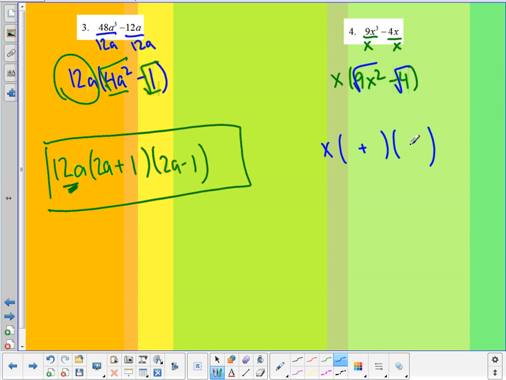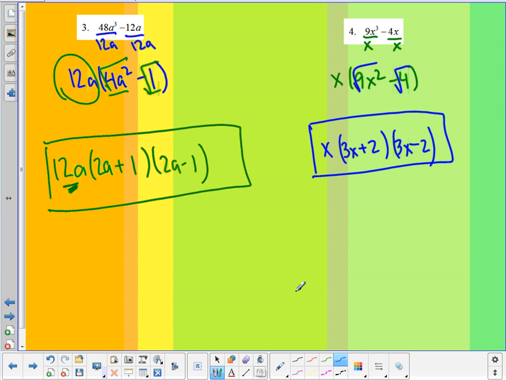This one's adding, this one's subtracting, and it doesn't matter what order. You could put the subtracting first and the adding second. It'll give you the same thing. So 3x and 2, 3x and 2. And that is my factored form. So it's pretty quick if you recognize the pattern. If you don't recognize the pattern, you can always go back to the factoring that we're used to.